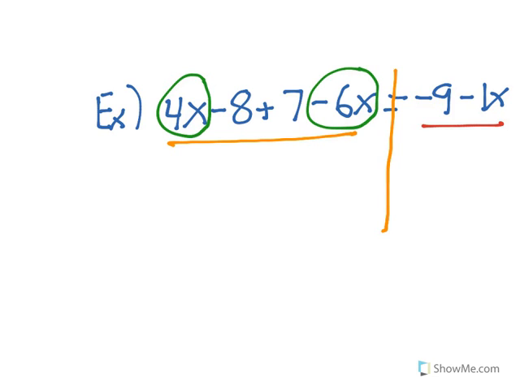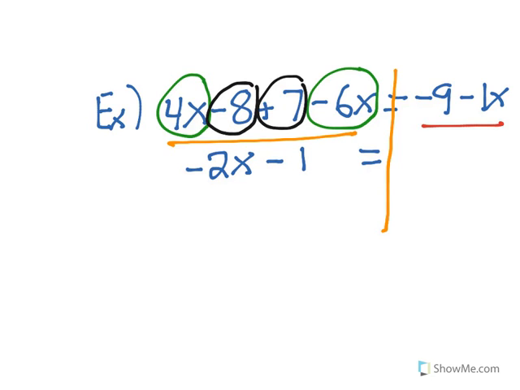So on the left side, I have a 4x and a -6x that I can combine. So 4x and -6x is -2x. Now I also notice I have a -8 and a positive 7. Even though those are different, these are constants, not variables, and those are also considered like terms. So I can take -8 and positive 7 and combine them as well to get -1.